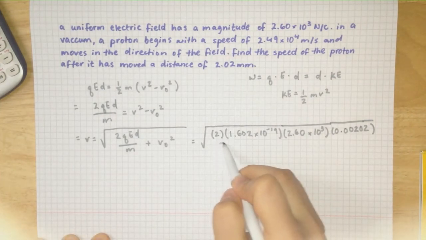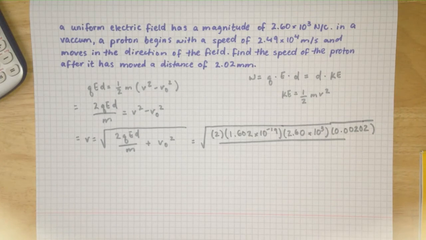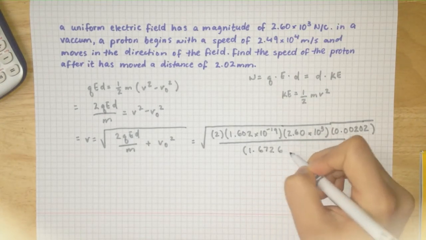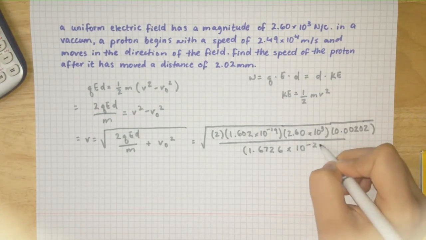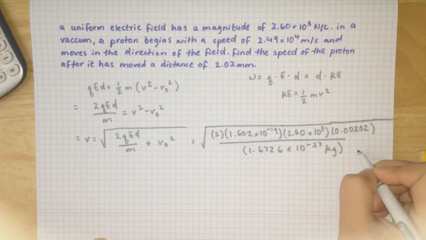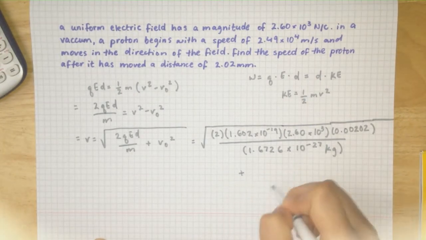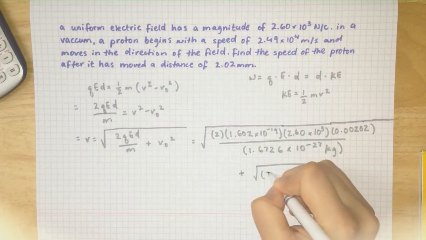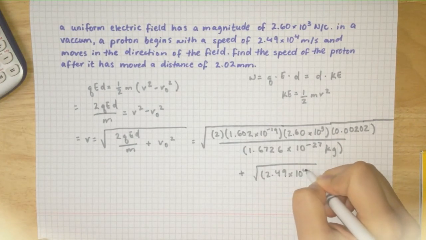And now we are going to set that over the mass, and we know that the mass of a proton is 1.6726 times 10 to the negative 27th. And remember, this has to be in kilograms or else this won't work. And then we have to remember this v naught squared, and I've run out of space here, but it's still going to be under the square root. So I'll just write plus the initial velocity squared, and the initial velocity is 2.49 times 10 to the fourth meters per second.